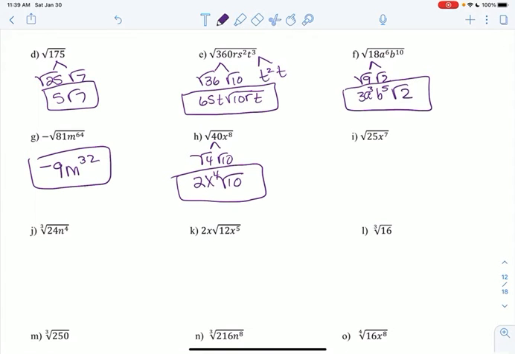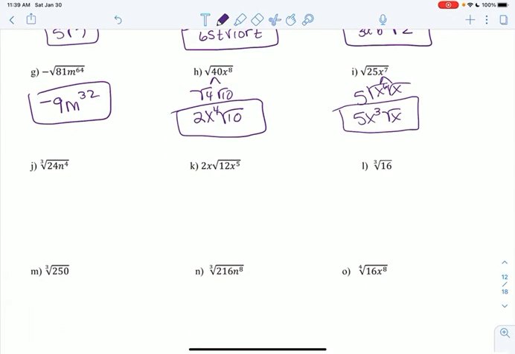25 is a perfect square. It equals 5. Now x to the 7th is going to break down to the biggest even number, x to the 6th, and then the odd one that's left over. All right? The even one is going to come out with the 5 and no longer be a radical, and the odd one that's left over stays under the radical sign. So that's how that's working.